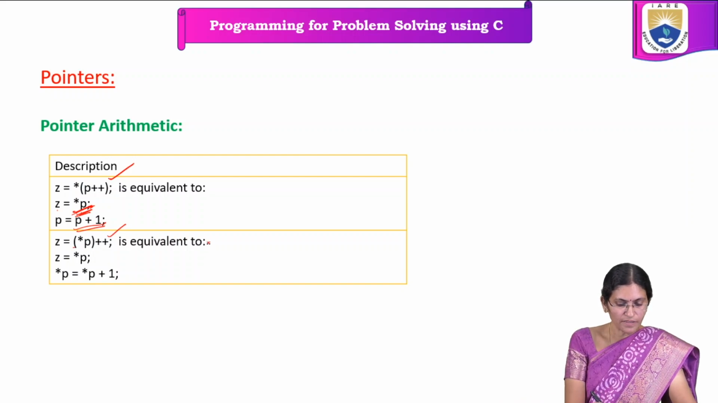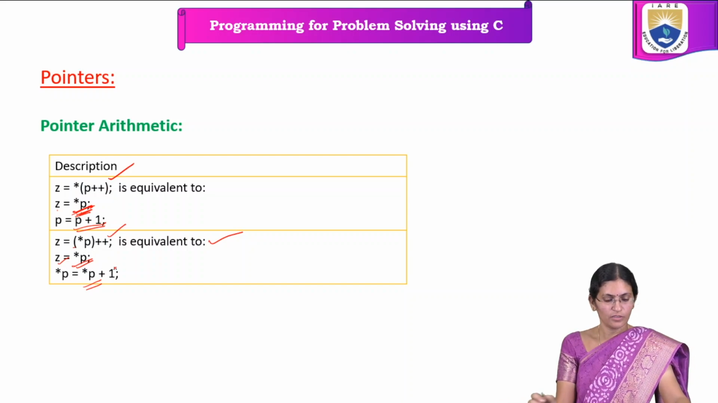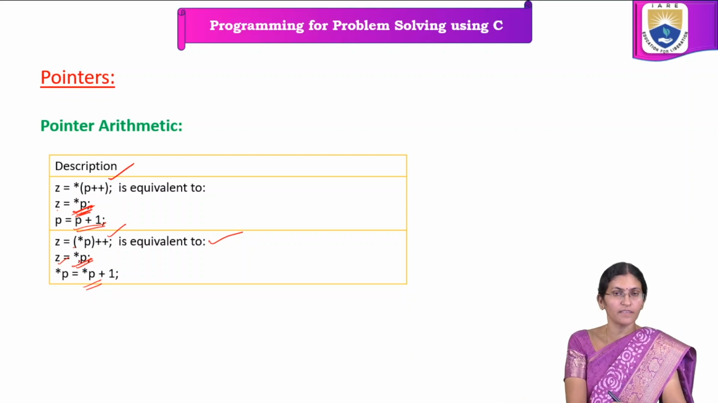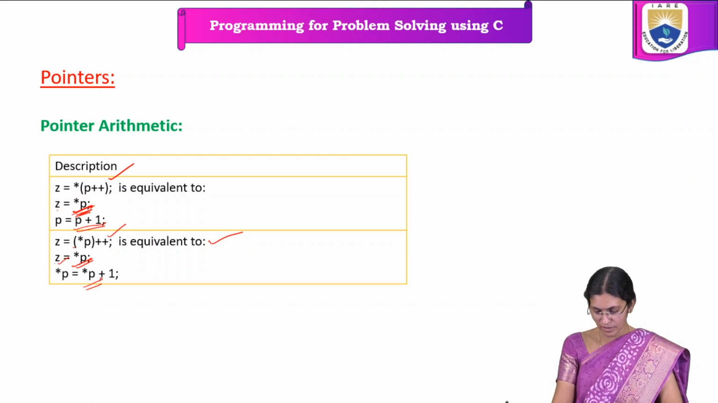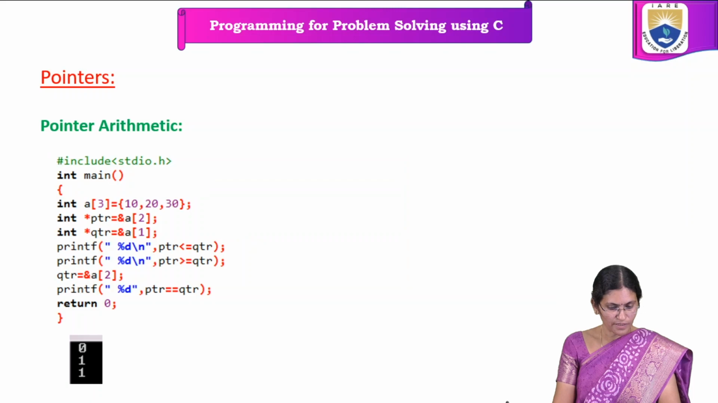Next, with this statement, the value at this address is assigned to the variable z, and then after that the value will be incremented by 1. So the value at this address is assigned to z first. After that, that value will be incremented by 1. So we'll see an example.